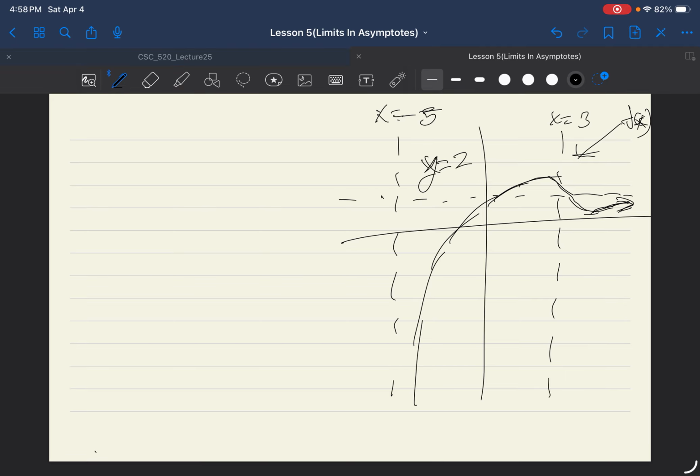Oh, wait, that's my bad. That should not be drawn like that. I will fix that real quick. Should be drawn like that. And then it should be like that.